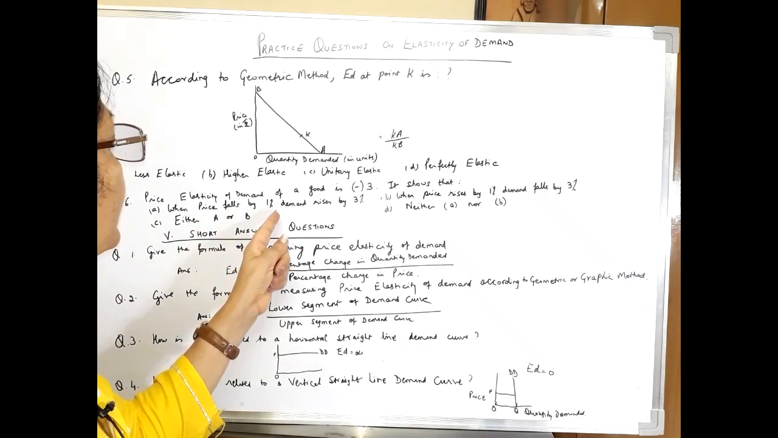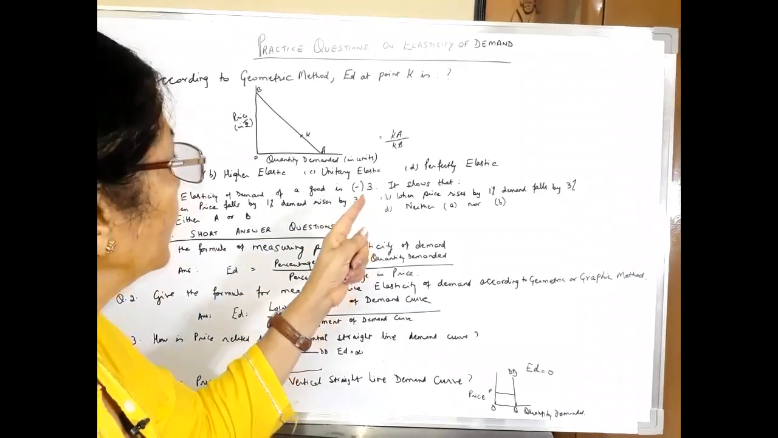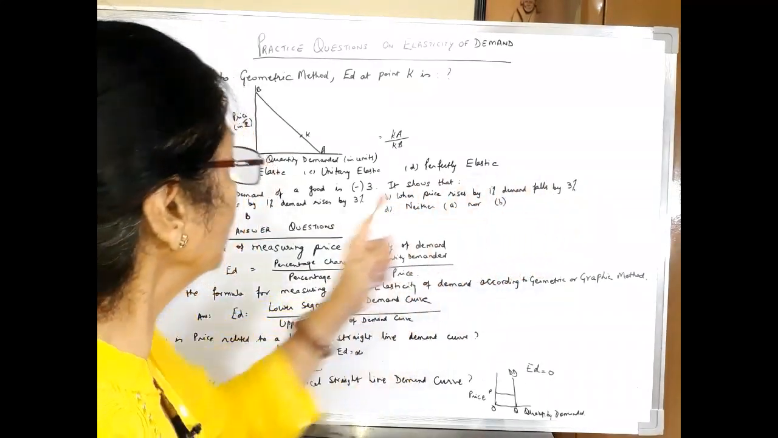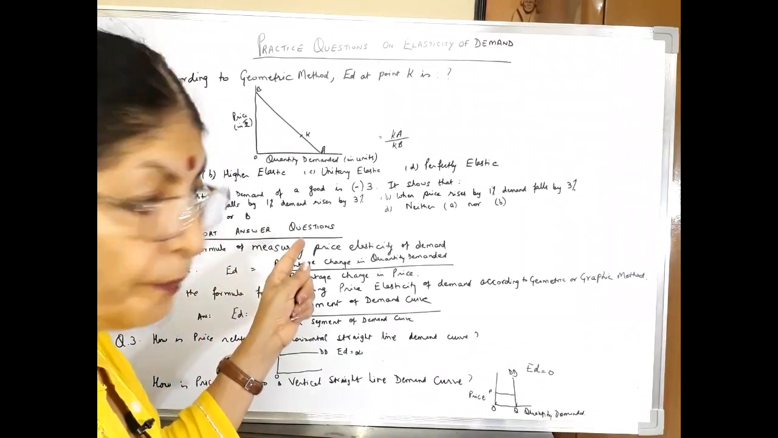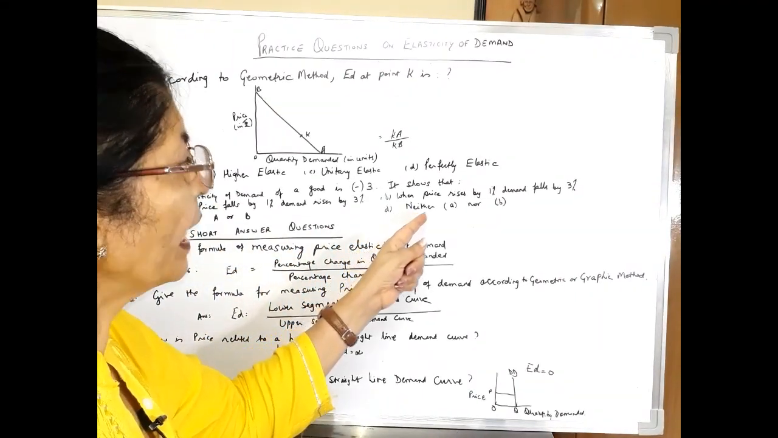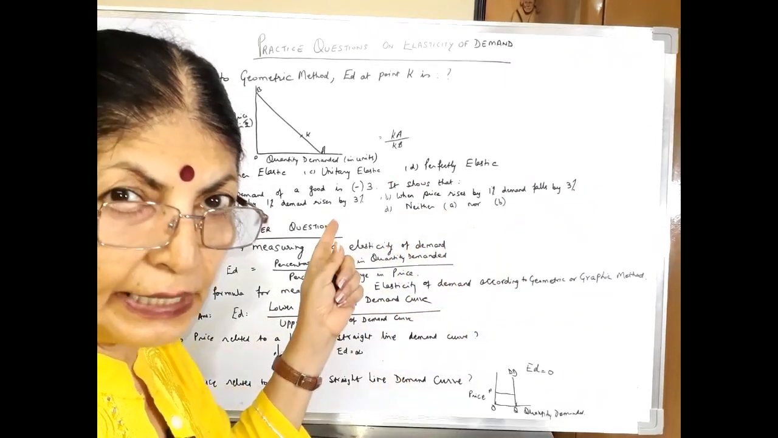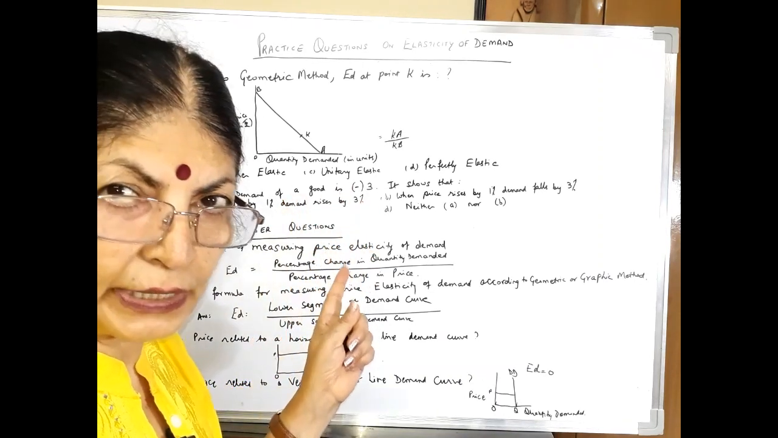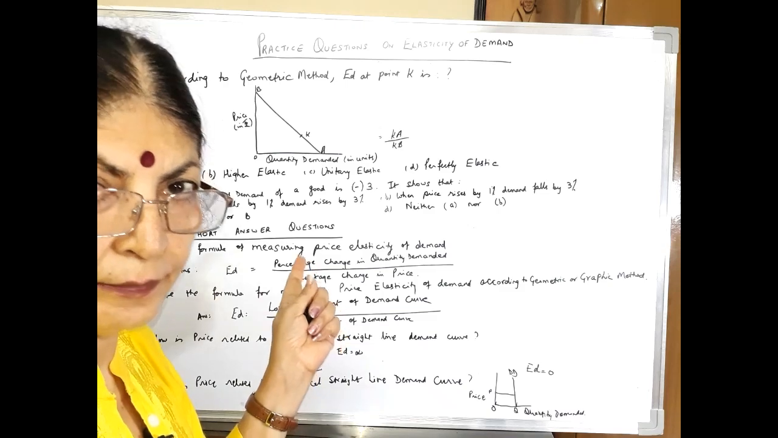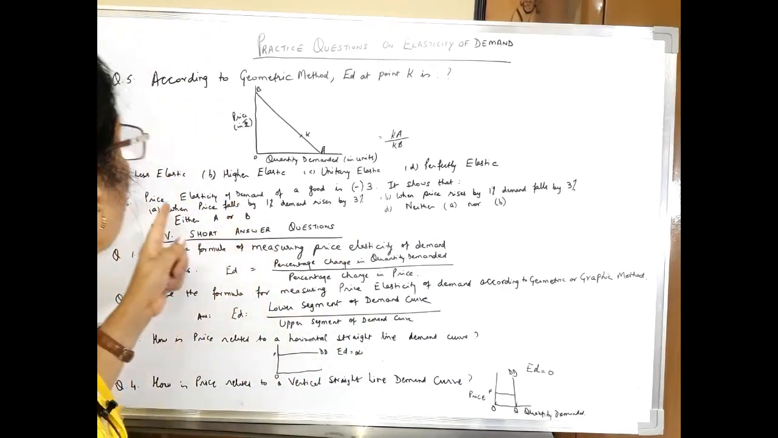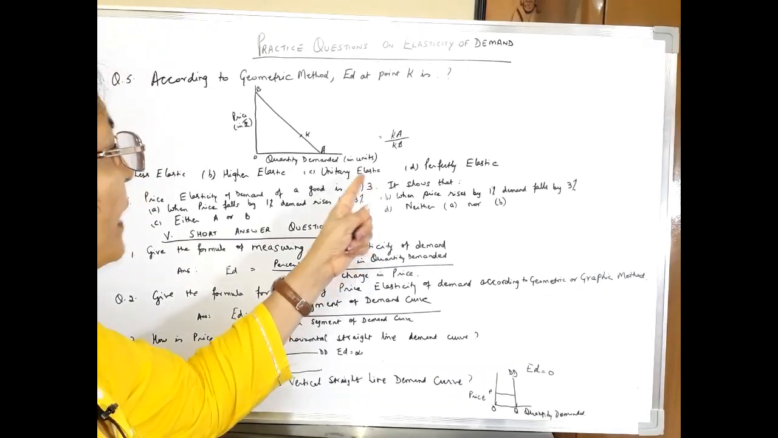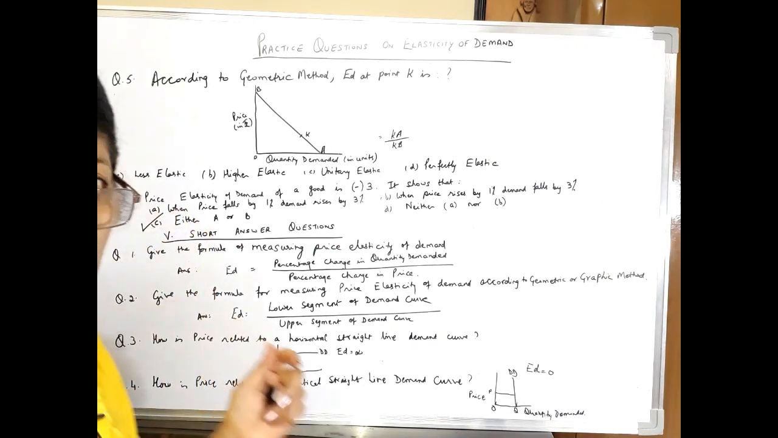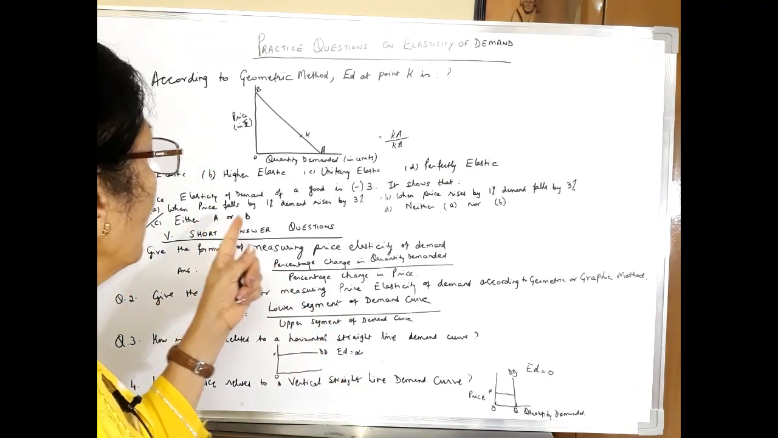falls by 1%, demand rises by 3%. Second option, when price rises by 1%, demand falls by 3%. Third option, either A or B. And last option is neither A nor B. In this case, we are talking about the change in quantity demanded as a result of a change in price, or change in price as a result of change in quantity demanded. That is why when your value of price elasticity is equal to -3, we will have this as the right answer. That is either A or B.